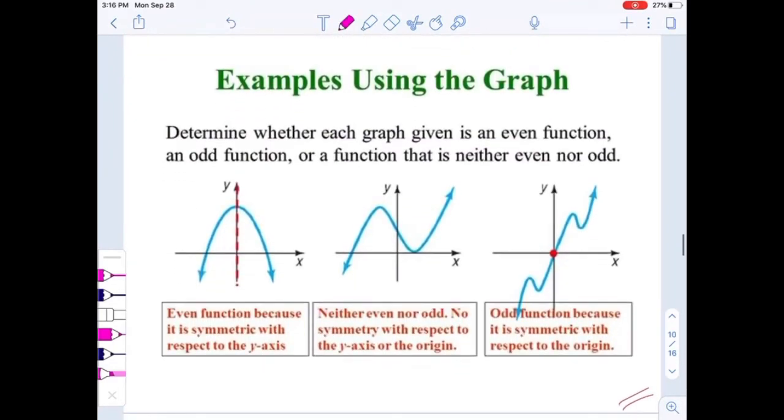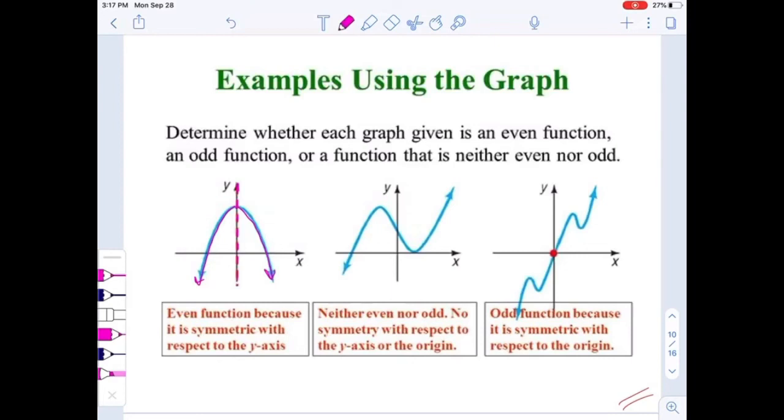So a couple examples. It says determine whether each graph given is even, odd, or neither. If we look at these two graphs, the first one we have would end up being an even function because it is symmetric with respect to the y-axis. Right? I don't know if you can see it, but they have these dashed lines in here. What happens on the left-hand side is happening on the right-hand side, almost as if you took a piece of paper and folded it in half. They have the same exact thing on both sides.